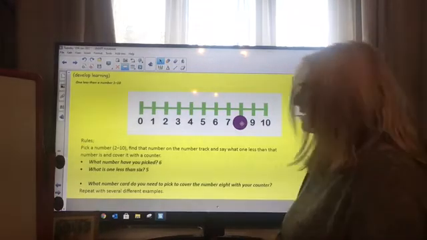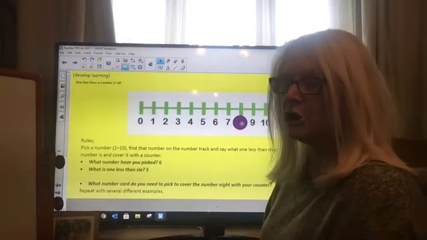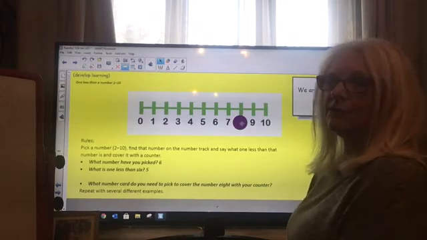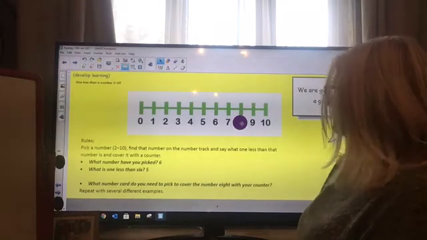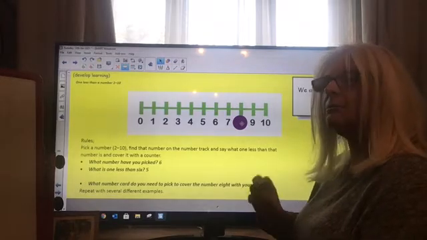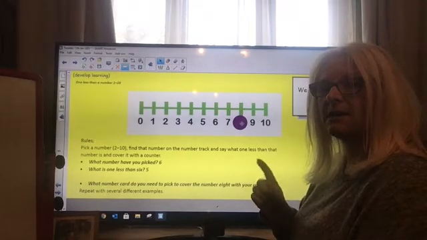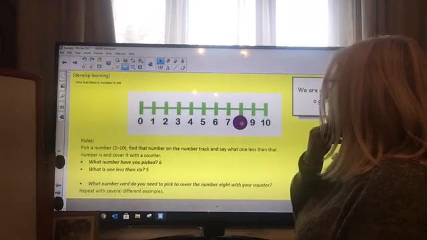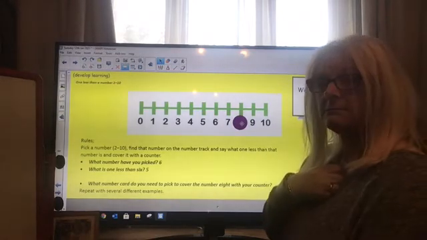Right, this time I'm going to make it a little bit harder. And when you play at home with whoever you're playing your maths game with, see if you can make it hard for them and they can make it hard for you. This time I'm going to say the number and I'm going to put my counter on the number that is 1 less. So I'm going to choose number 3.